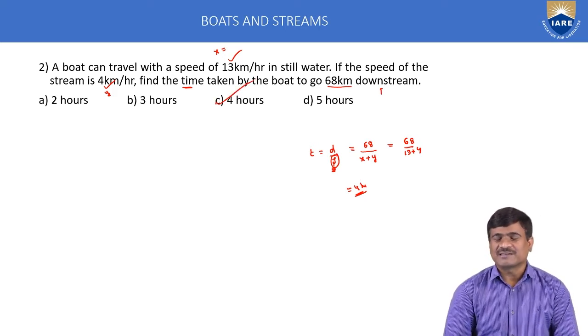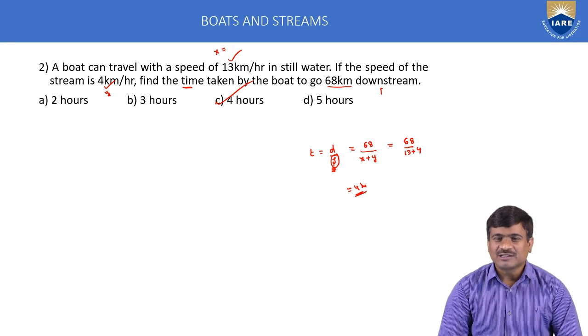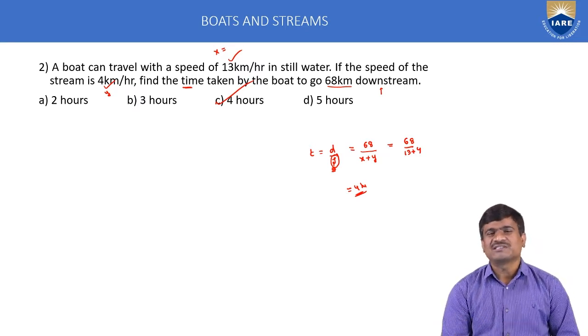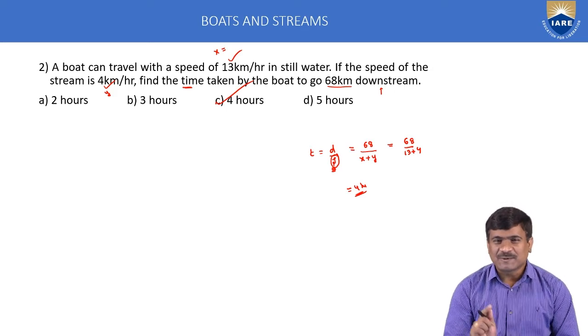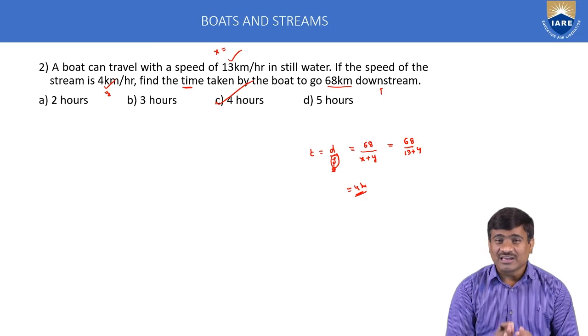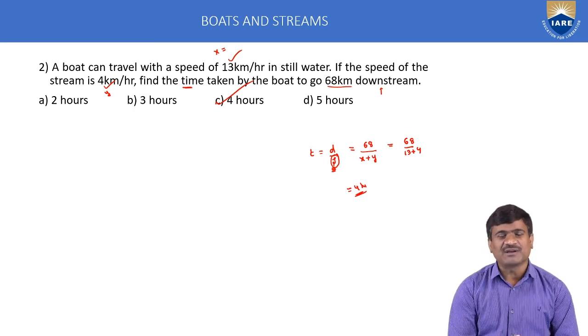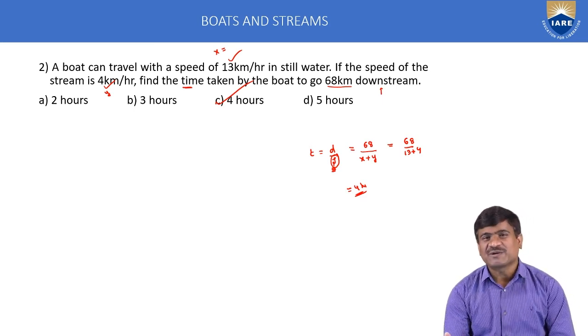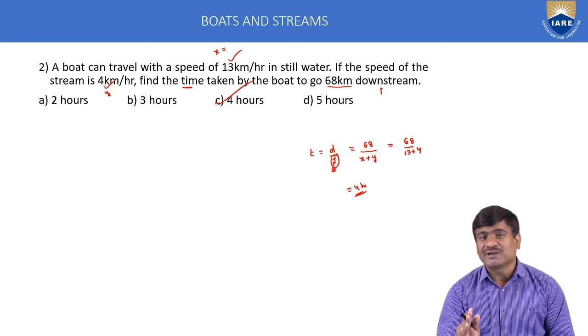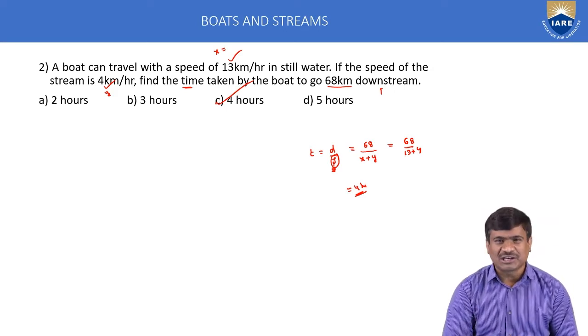Here, important once again: just read the problem. The only changing value is speed, either x plus y or x minus y. X plus y is the downstream indication. X minus y is the upstream indication. Read the problem and just apply the condition. Here, 68 kilometers downstream, that condition is clearly given.